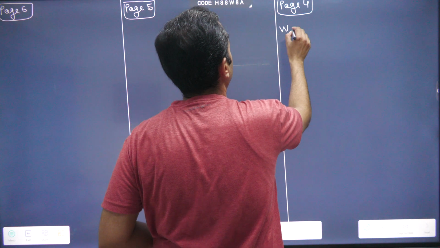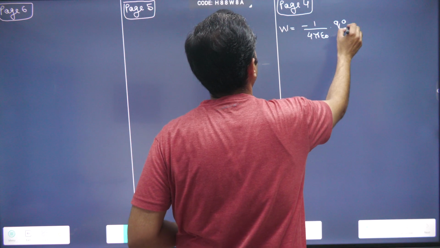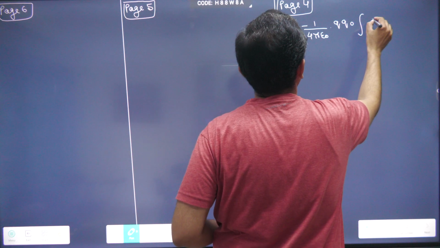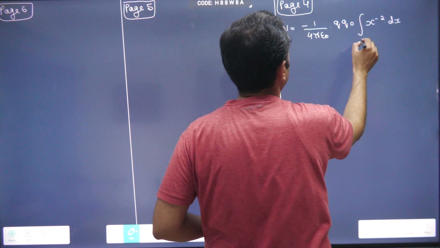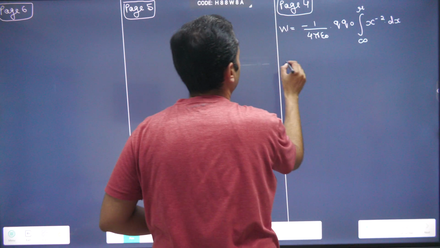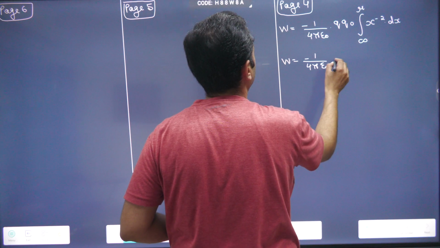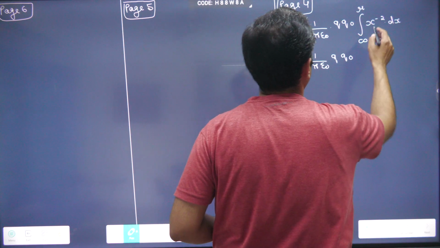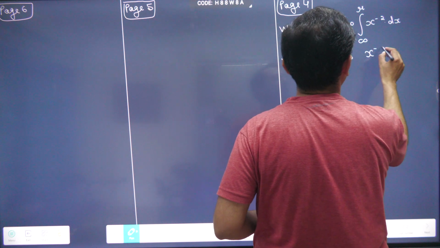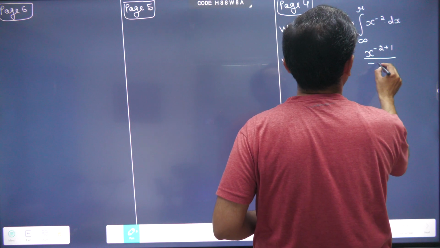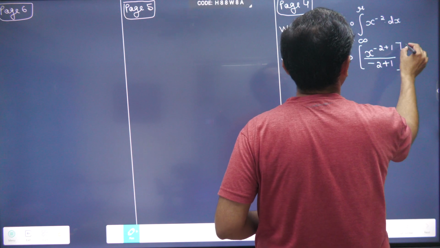W is equal to minus 1 upon 4 pi epsilon naught q naught integration of 1 upon x square. We can write 1 upon x square as x to the power minus 2, from infinity to r. W is equal to minus 1 upon 4 pi epsilon naught q naught. Now how will I integrate x to the power minus 2? It is x to the power minus 2 plus 1 upon minus 2 plus 1. Lower limit is infinity, upper limit is r.